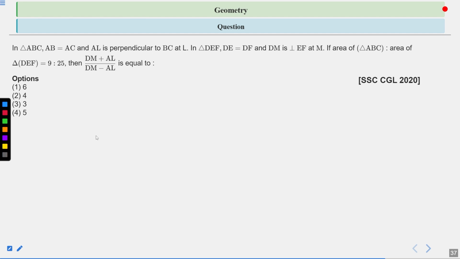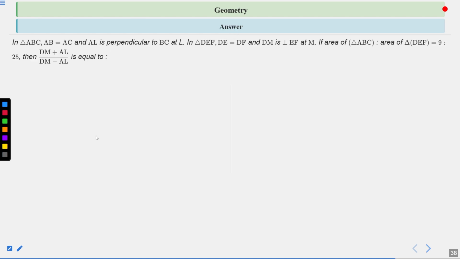There are four options. First one is 6, second is 4, third one is 3, and fourth one is 5. Now you have 10 seconds to analyze the question. Your time starts now. Now time's up. Let's see the solution of this question.